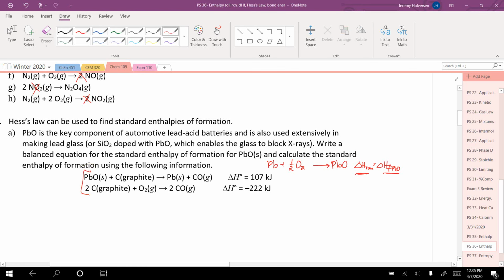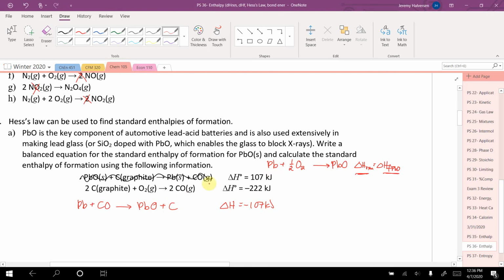And they're giving us component reactions. That tells me, because they're giving me component reactions, I'm going to use Hess's law. I want to manipulate these to get this. So I need Pb on the left. I have Pb, but it's on the right. So I'm going to flip the equation. Okay, and when I flip the equation, I've got to flip the sign on the delta H. Okay, so now Pb is taken care of.